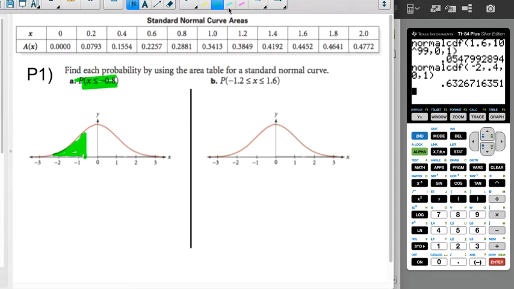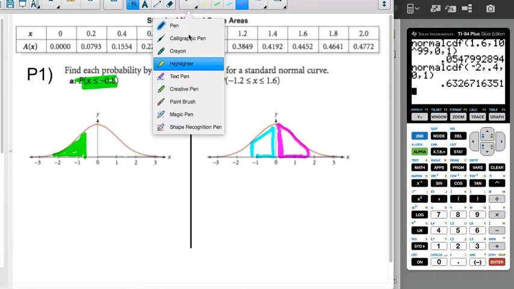And then you're going to do the same thing. This one's between -1.2, which is like here, and 1.6, which is sort of here, give or take. So for this one, you're probably finding 2 areas, right? We've seen that before, that you're going to find the 2 areas. So go ahead and give it a try, and I'll walk you through it too.